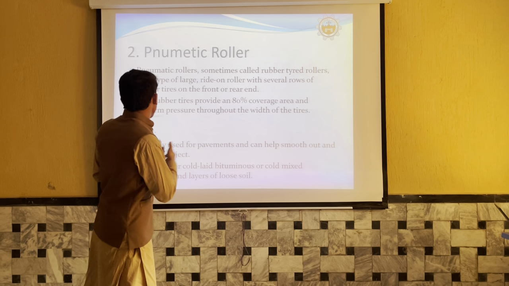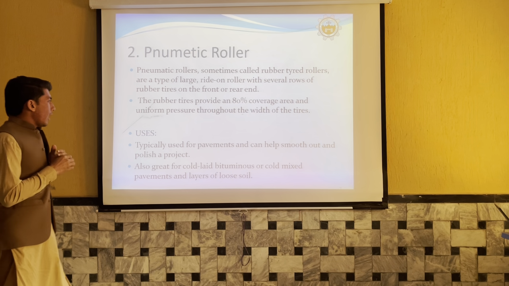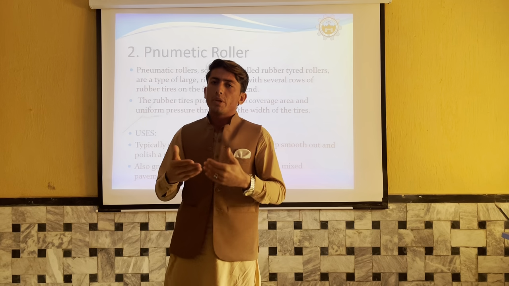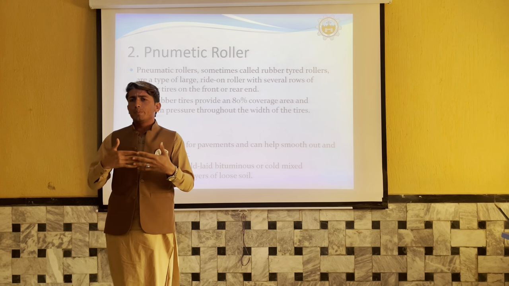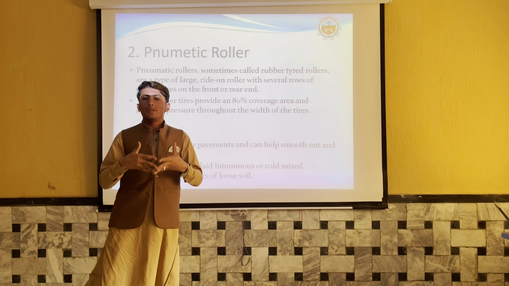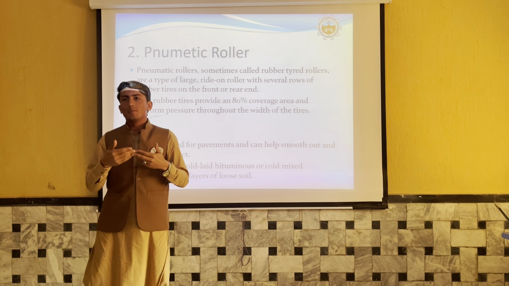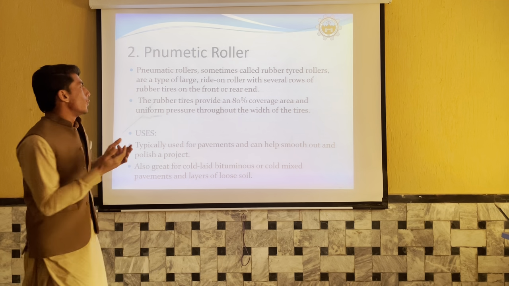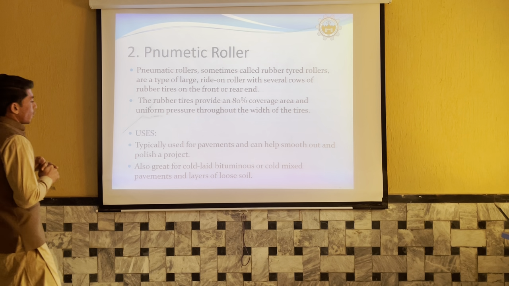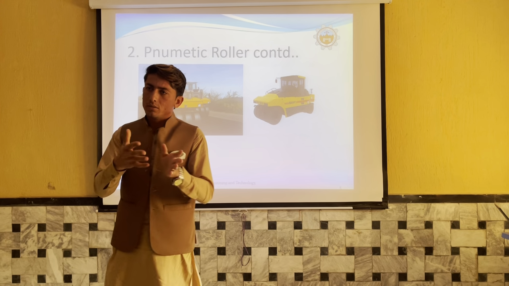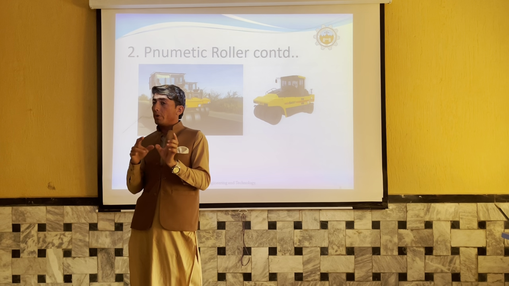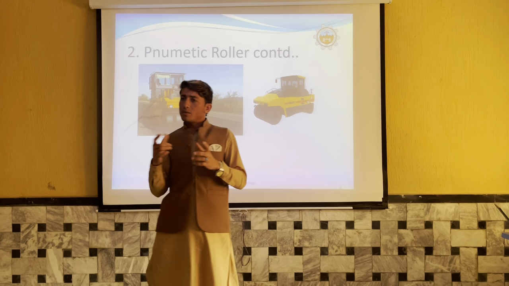Where do we use this one? It is typically used for pavement and can help smooth out and polish the project, to smoothen and to get great compaction, so we use this type of roller. It is also great for cold lay bitumen, cold mix pavement layers and loose soils. The tire is made from rubber, so when we use this roller on bitumen, the bitumen will cool.